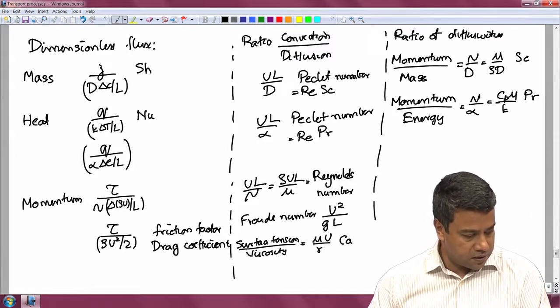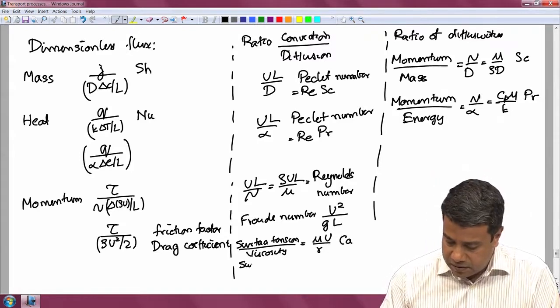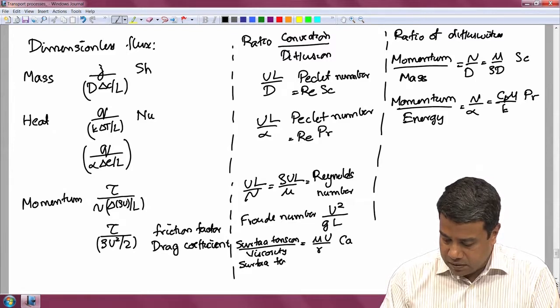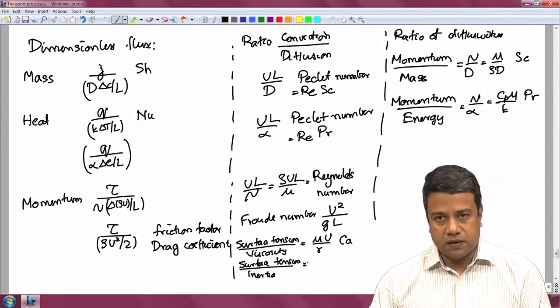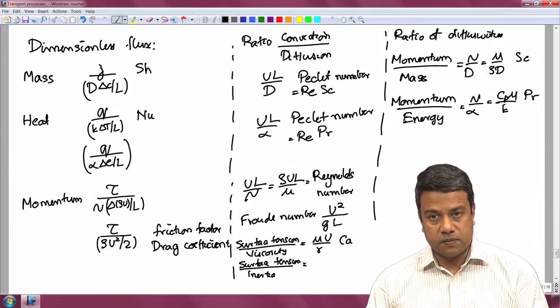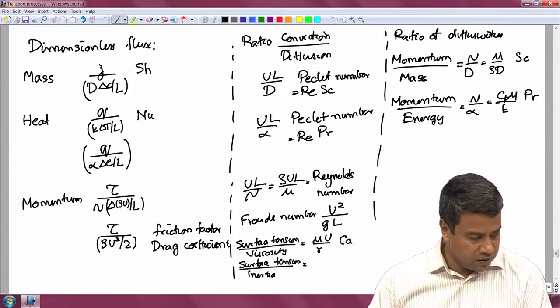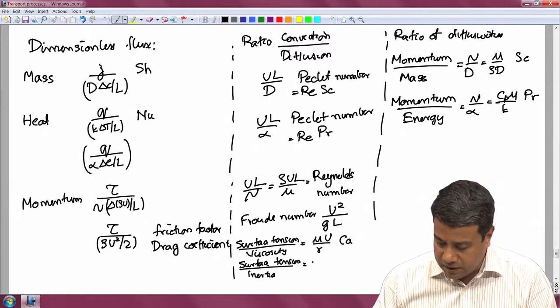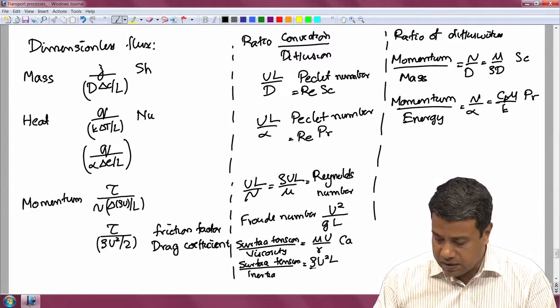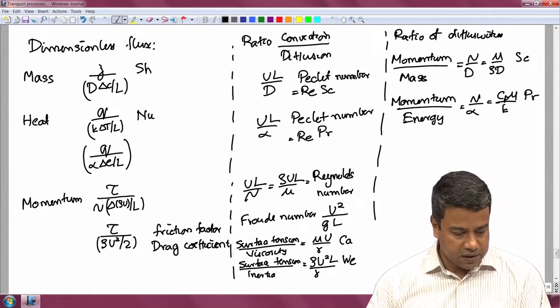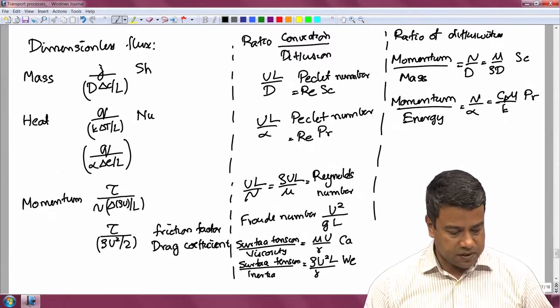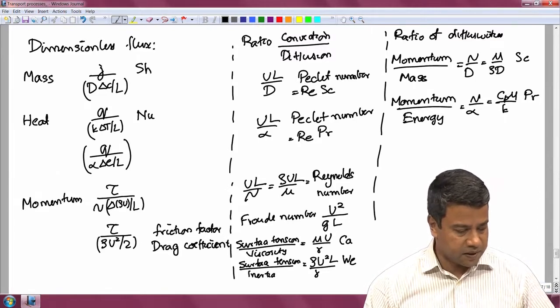Surface tension by inertia: we had just got the Weber number in the previous example where we had expressed it in terms of the frequency, the angular velocity. Instead, if you express it in terms of a linear velocity, you will get rho u squared L by gamma. This is called the Weber number. And there are other such dimensionless numbers, which represent different effects in the case of momentum transport.